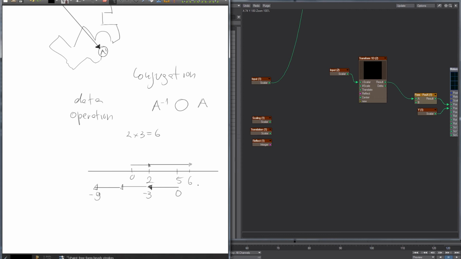Now, let's say that I want to put this back into my main number line. And so to do that, I have to add 5 again. And so this is actually -4.